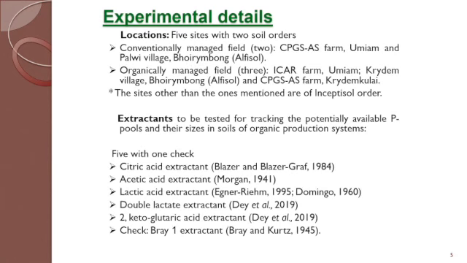So I selected 5 different sites of basically 2 soil orders, the inceptisols and alfisols. 2 sites were conventionally managed, the farm of CPGS AS Umiam and a farm of Palvi village of Bhorangbong block of Meghalaya.